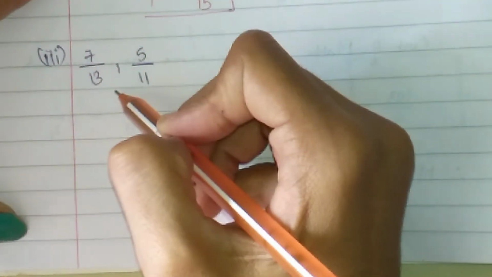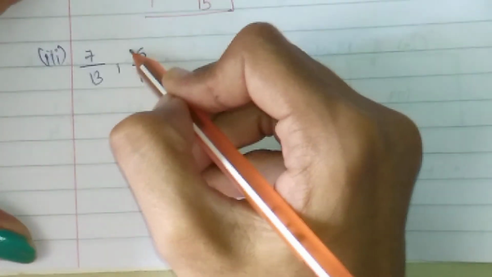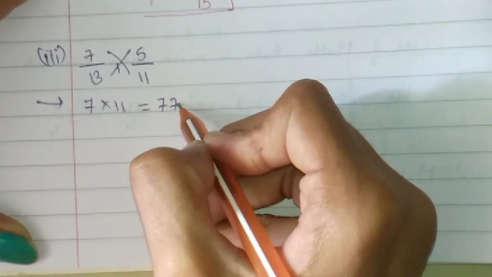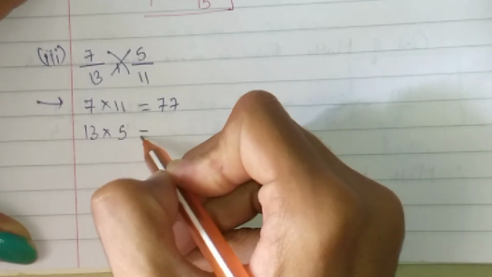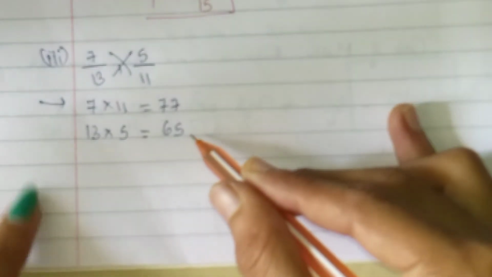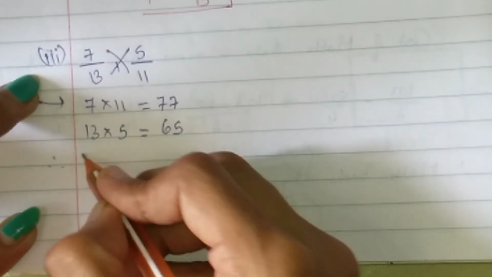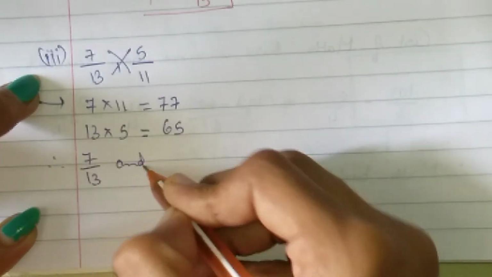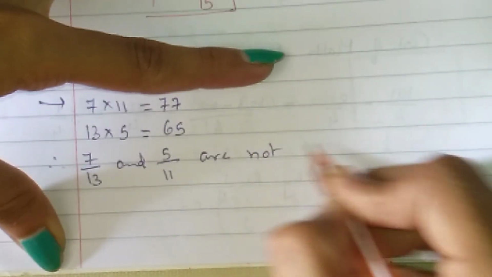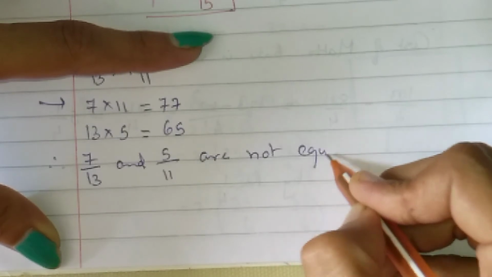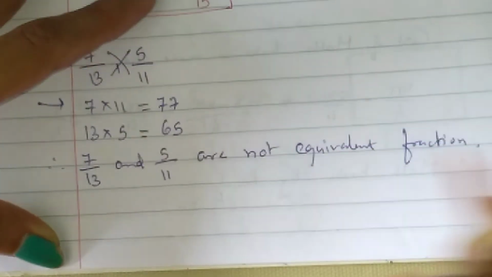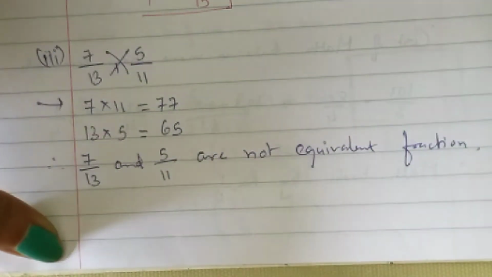Now let us see the next one. The question is 7 upon 13, 5 upon 11. Again cross multiplication. So 7 into 11 is equal to 77, and 13 into 5 is equal to 65. Now see, this 77 is not equal to 65. So we write, 7 upon 13 and 5 upon 11 are not equivalent fractions.